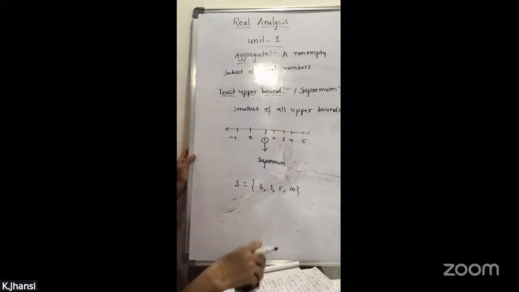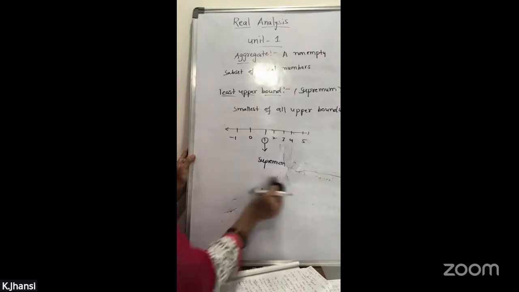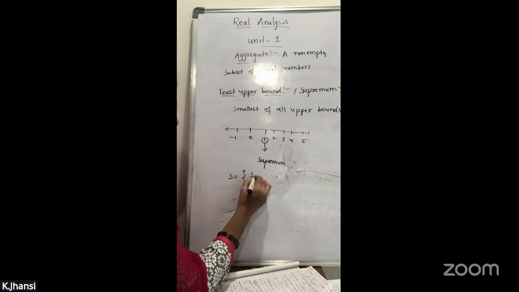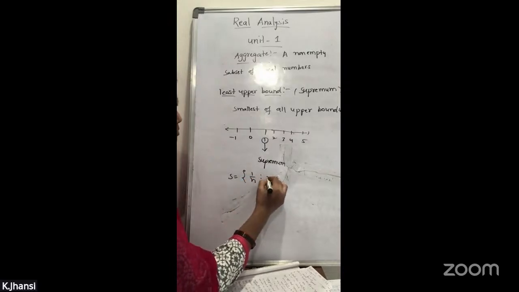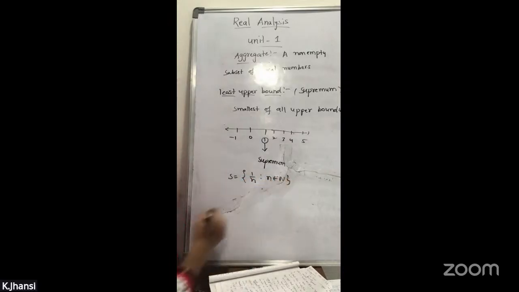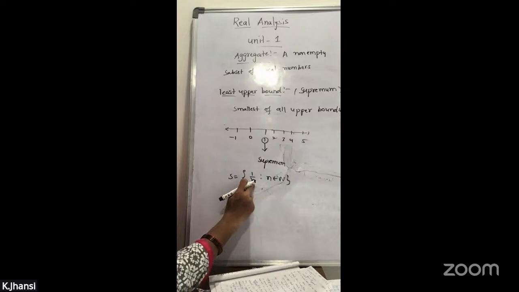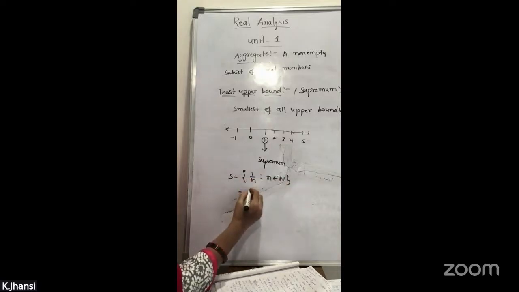That is 1 by n will be there, no? If the question is like this, S is equal to 1 by n such that n belongs to N, then you have to write the set. Here n is a natural number, so substitute 1, 2, 3, 4 like that.